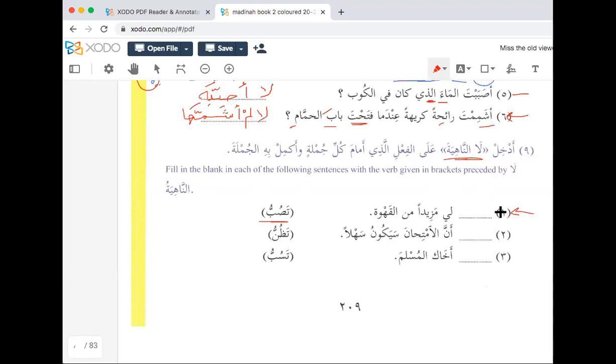So here, we want you to use la and nahiya with this fi'l. How is it going to look? La tasubba. La tasubba. Yeah, because it's fi'l mudari' because of la and nahiya al-jins. La and nahiya. Yeah, la tasubba. لا تصب لي مزيدا من القهوة.